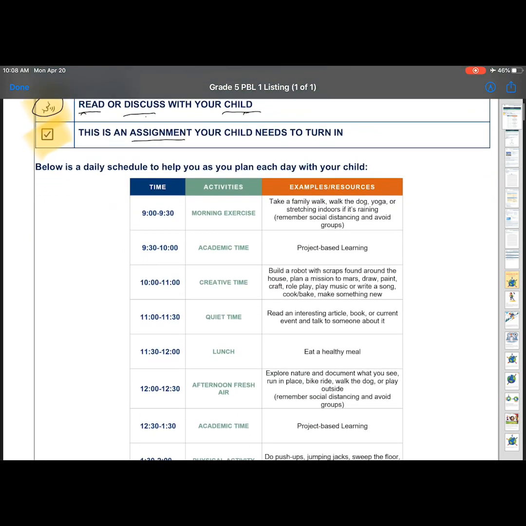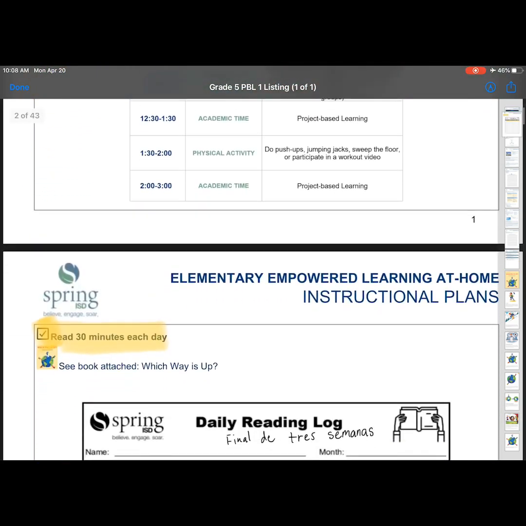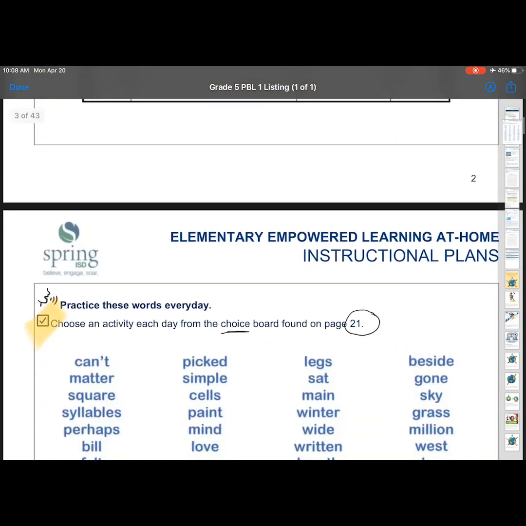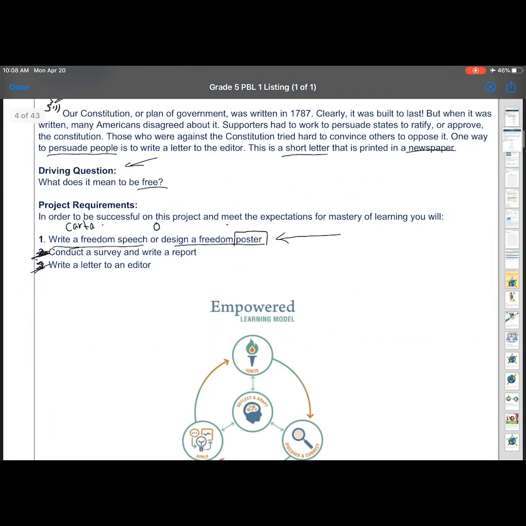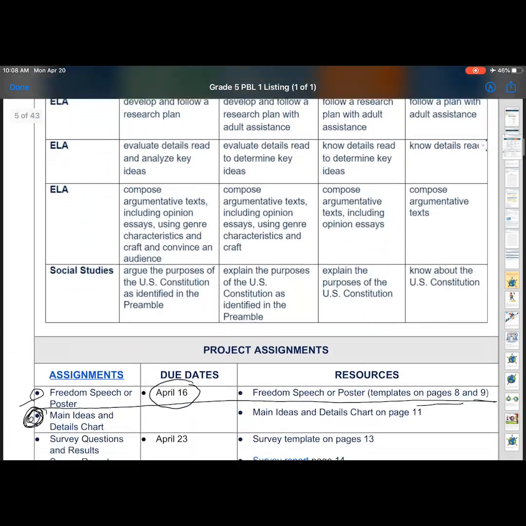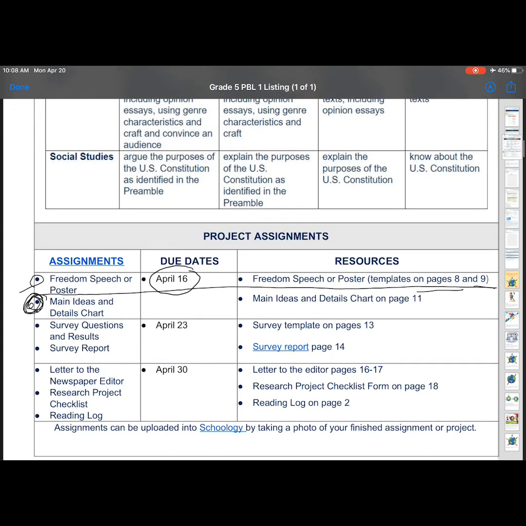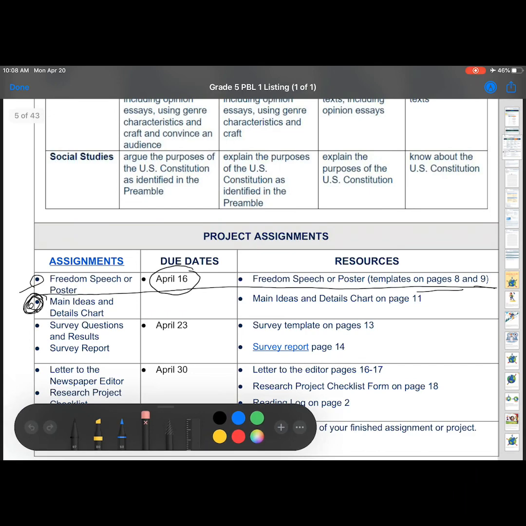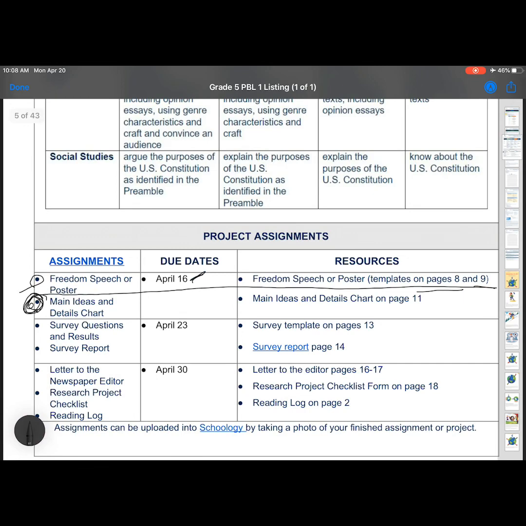For the most part, everyone turned in their assignment, right here. This one was the freedom speech or poster. We still do have this main idea assignment that I will read for you today.